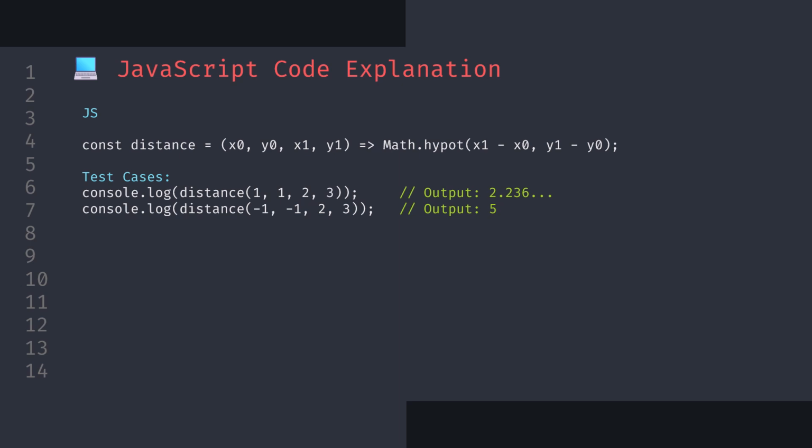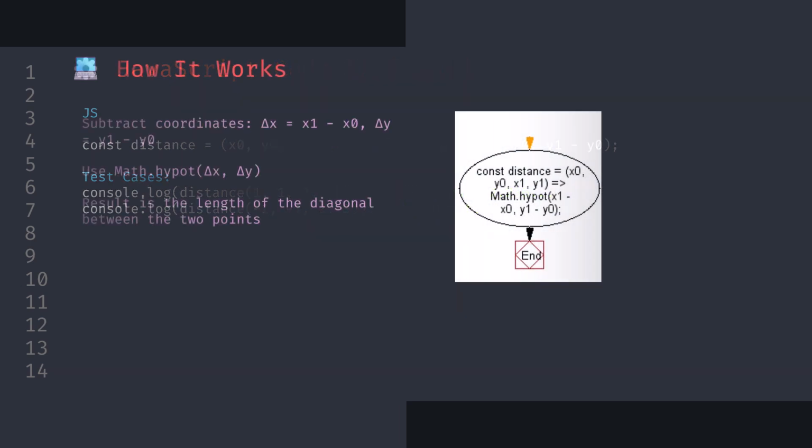Let's see what's happening behind the scenes. We subtract the x and y values to get the sides of the rectangle. Math.pow calculates the square root of the sum of squares internally. It is shorthand for Math.sqrt(dx * dx + dy * dy), but cleaner and more accurate.